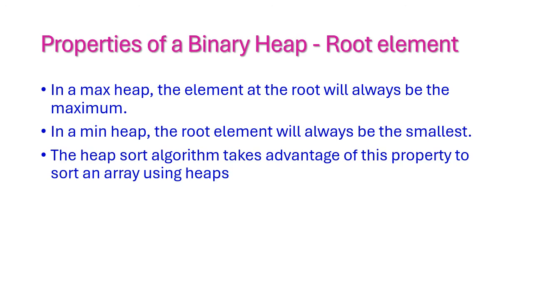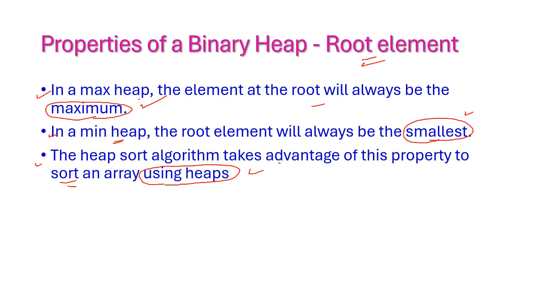And the third property is the root element. Okay. So the root element means after heapifying, the root should always be the maximum value. Okay, when we come to min heap, the root element should always be the minimum value or the smallest value. Okay, so the heap sort algorithm takes advantage of this property to sort an array by using heaps. So in every iteration, the minimum value or the maximum value should reach the root node so that it will be easily identified in the given set of values.